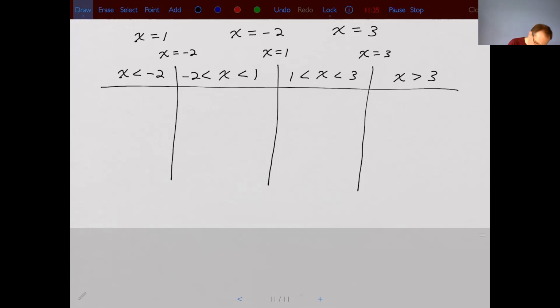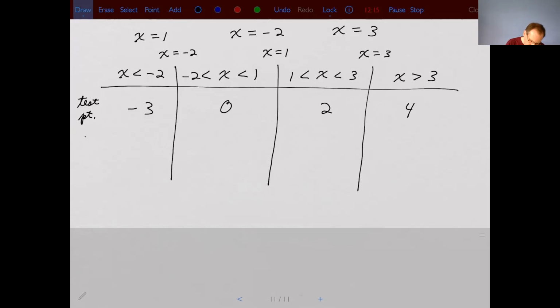Okay, so I need test points now. Any convenient, easy point to plug in those intervals. So I need some x value that's less than negative 2. Maybe negative 3 is a nice, easy value to plug in. I need some value between negative 2 and 1, maybe 0. 0 is always an easy number to plug in. Between 1 and 3, maybe 2. And then something greater than 3, maybe 4. Just pick a nice, easy integer that we can quickly plug in. Now I need to test these values in the original inequality.